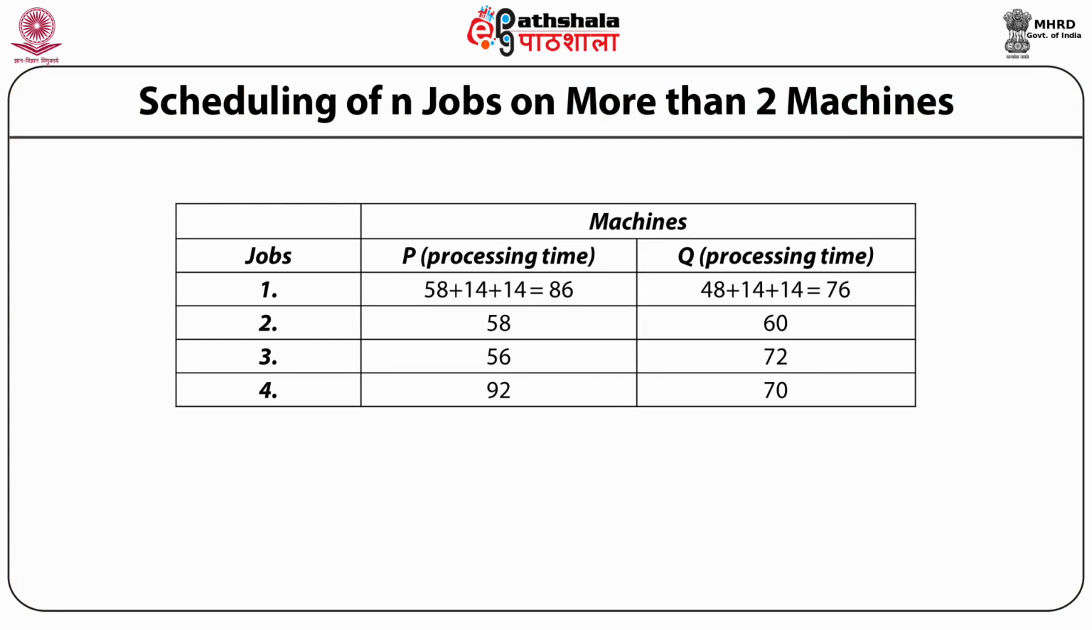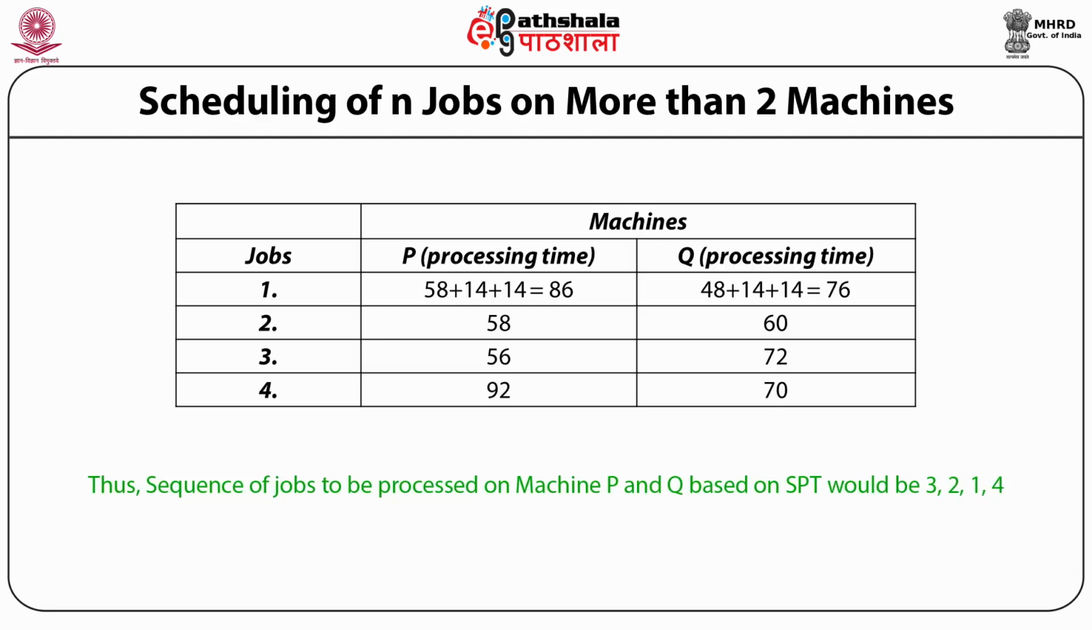Machine P processing time, Q processing time. Job 1: 58 plus 14 plus 14 equal to 86. Machine Q: 48 plus 14 plus 14 equal to 76. Job 2: machine P 58, machine Q 60. Job 3: machine P 56, machine Q 72. Job 4: machine P 92, machine Q 70. Sequence of jobs to be processed on machine P and Q based on SPT would be 3, 2, 1, 4.